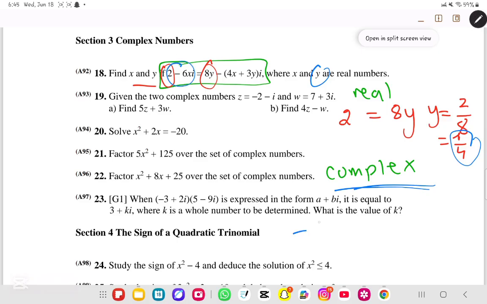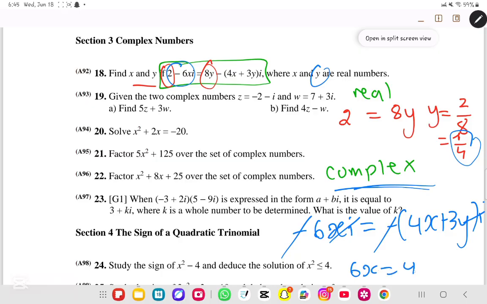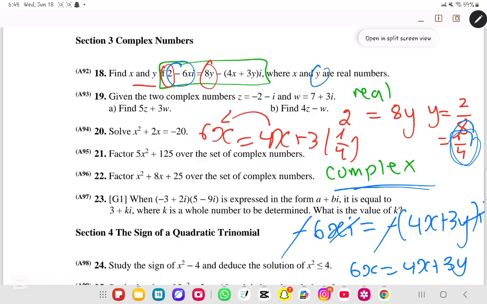So the complex part is going to be what? Minus 6xi is equal to minus 4x plus 3yi. You can cancel minus and minus, you can cancel i and i, so you will be left with 6x is equal to 4x plus 3y. We found the value of y, y is 1 over 4. So very simply it is 6x is equal to 4x plus 3 times 1 over 4. So move this to the other side, you will get that 2x is equal to 3 over 4. Then divide both sides by 2, you will get that x is equal to 3 over 8.